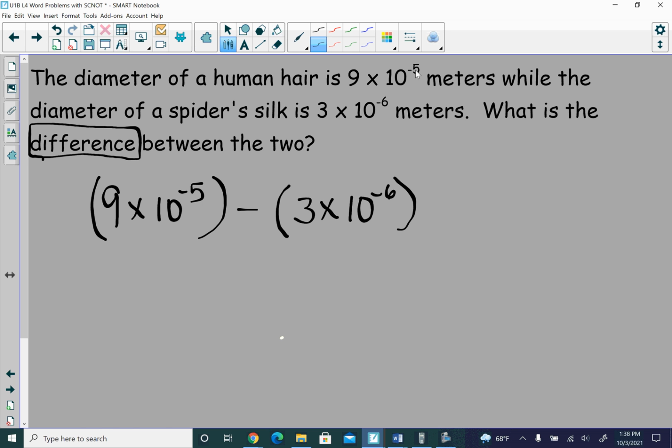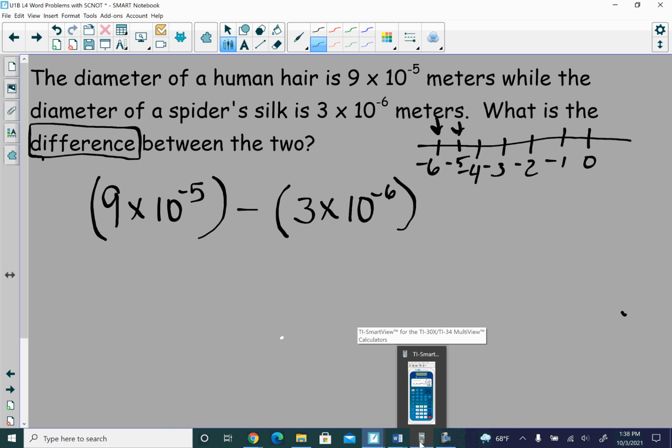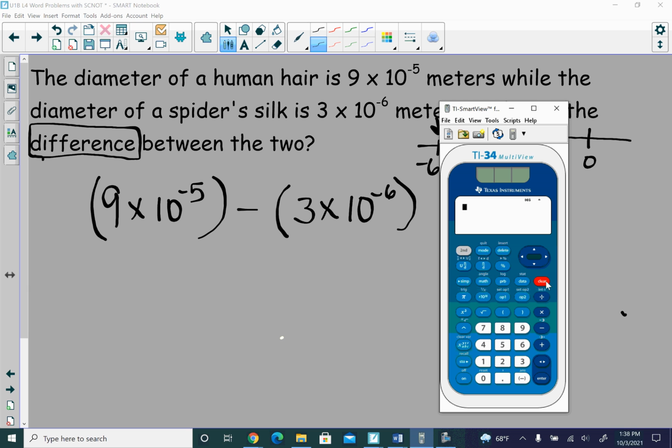Well, if I look at the order of magnitudes, -5 is going to be further to the right on a number line than -6, right? If I drew out a number line here, so here's 0, here's -1, here's -2, -3, -4, -5, and here's -6. -5 is farther to the right than -6, so when I'm subtracting, I'm starting with that bigger value. So now that I've already put my parentheses within the question, difference meant what I call the answer after I subtract. So I want to subtract the human hair minus the spider silk.